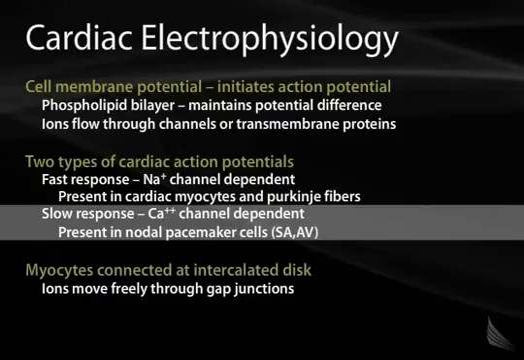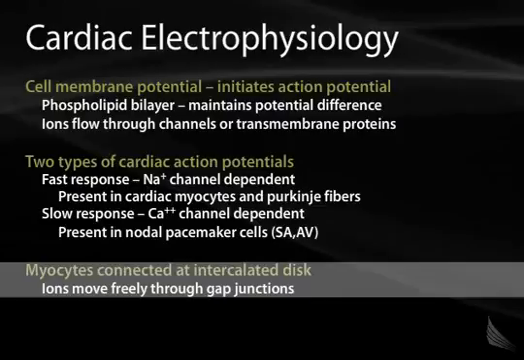These action potentials are able to spread from cell to cell because myocytes and pacemaker cells are connected to each other at gap junctions, which are located at the intercalated disc. So these cells are able to communicate directly with their neighbors, and ions are able to move freely through the gap junctions, so that an action potential in one cell will spread to its neighboring cell. It's the action potential that causes a cardiac cell to contract, and this is what causes the ventricle of the heart to squeeze.